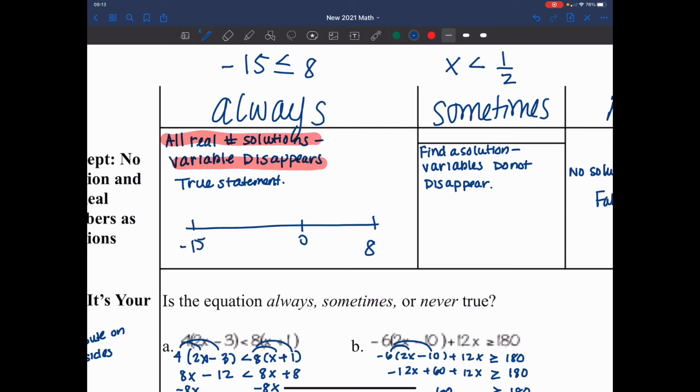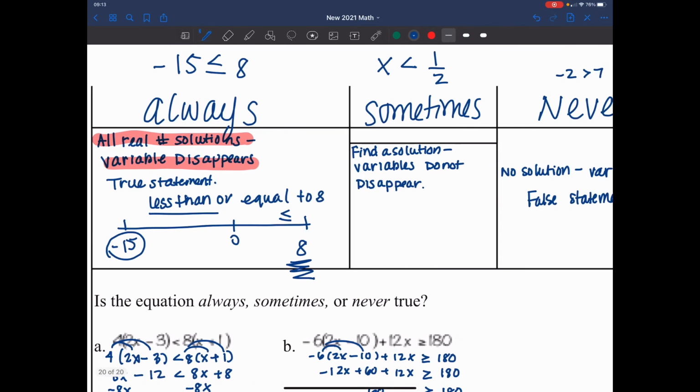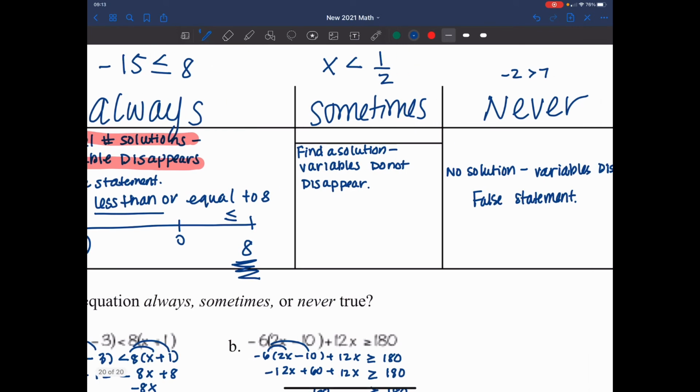So we can say that definitely negative 15 is less than or equal to 8. Right? And 8 is all the way over here. So it's definitely less than because it's everything to the left of 8. Okay, so let's look at this scenario with our variables.